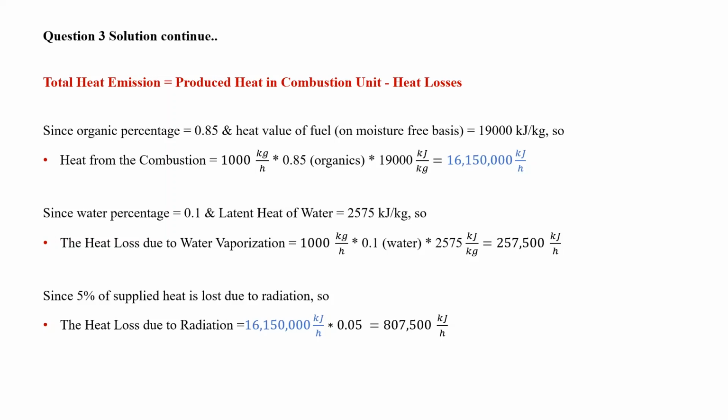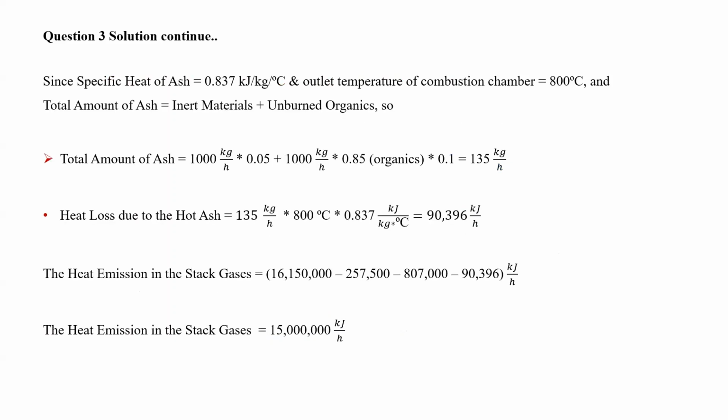Therefore, the heat loss due to the water vaporization is calculated as 257,500 kilojoule per hour. And the other heat loss is because of the radiation effect. And in this question, it is specified that 5% of heat input, that has been calculated as 16,150,000 kilojoule per hour before, is lost. And therefore, if we multiply this input heat with the loss percentage, we can calculate the heat loss due to the radiation as 807,500 kilojoule per hour.